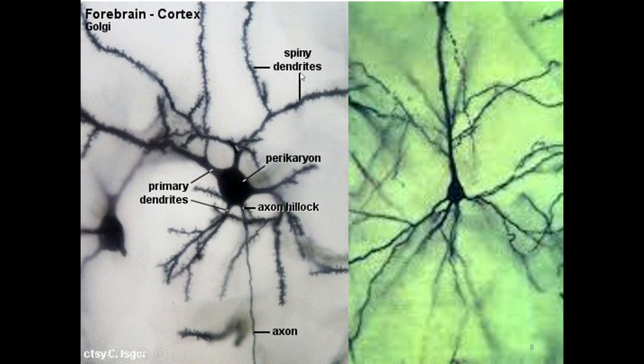And also you see here spiny dendrites. The function of spiny dendrites is making synapses. Two different neurons, the dendrites of one and the axons of the other, come together, occurring synapses. So an axon ends on the other one's dendrites, the spiny dendrites.